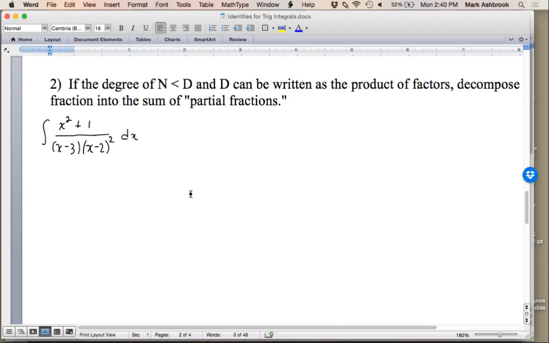So, do we have the requirement of n, the degree of the numerator, less than the denominator? Are we good there? Okay, and then do we have a factored denominator, or the product of factors? Yes, we do. Okay, so with a little more complicated one like this, we have to consider all possible. So we want to rewrite x squared plus 1.